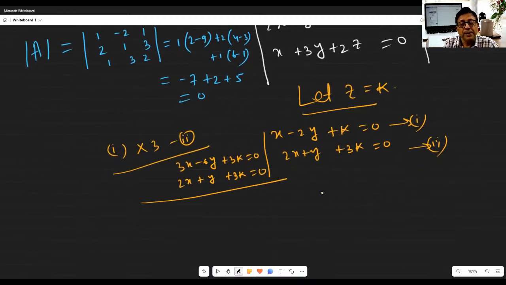Okay? So just subtract. Okay, wait a minute. If you multiply this by 3, then it won't be possible. You multiply by 2, isn't it? Because x we have to eliminate. So 2x minus 4y plus 2k equal to 0. Then subtract.